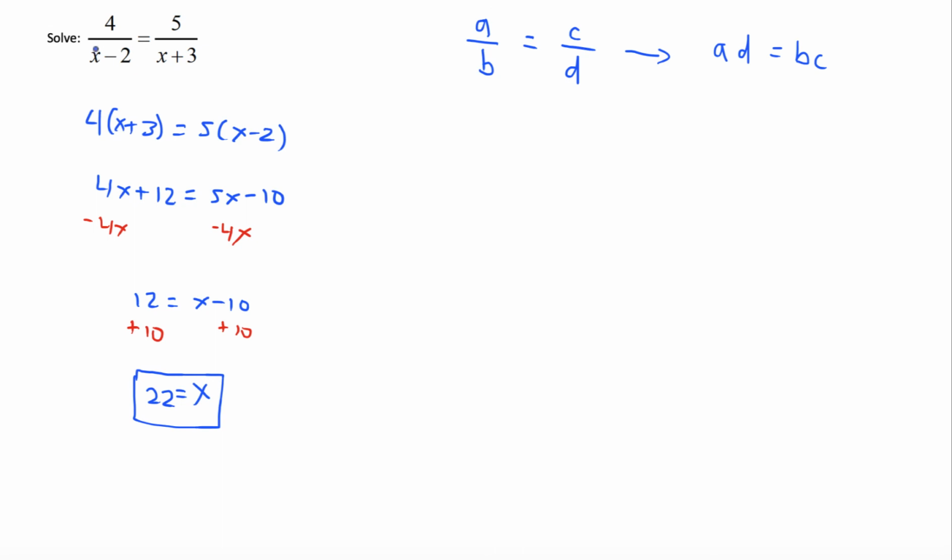And now we could plug it in just to see what happens. Let's try it out. 4 over 22 minus 2 equals 5 over 22 plus 3. Notice what happens. This is 4 over 20, which is 1/5. And this is 5 over 25, which is also 1/5. So we just verified that this is a good answer.